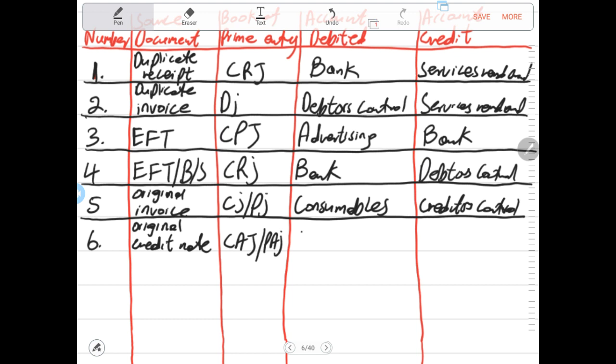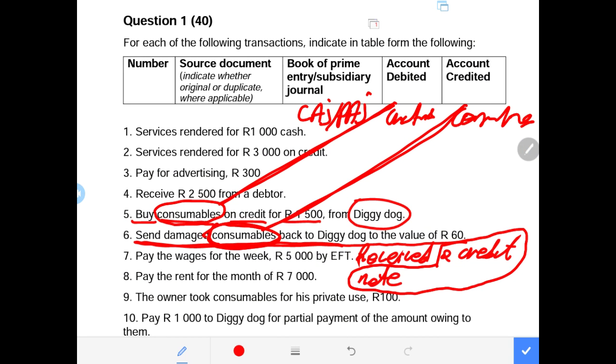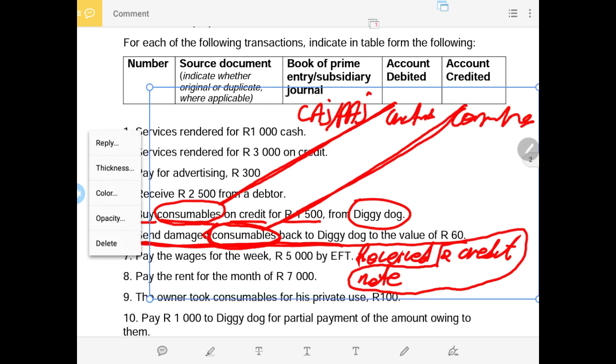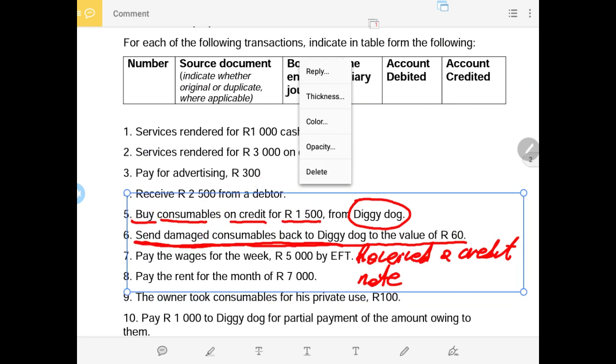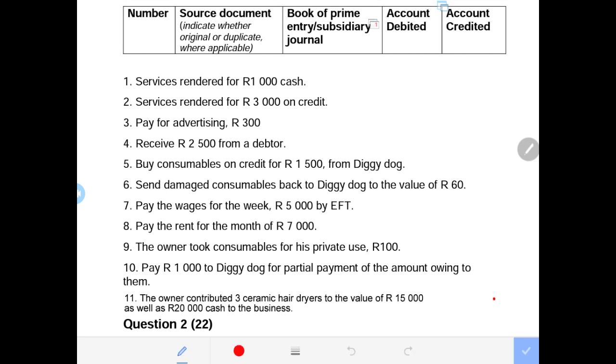Then we said we'll have our creditors control, or accounts payables, here. Our consumables must decrease on the credit side because we have returned our consumables back to our supplier, and the amount of our return was provided to us as 60 rand. So our creditors will decrease if we return or if we pay them back.